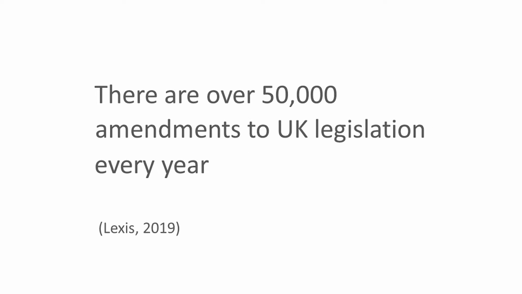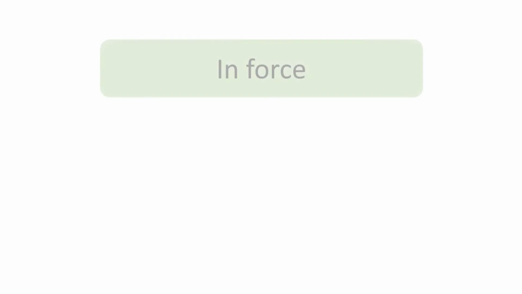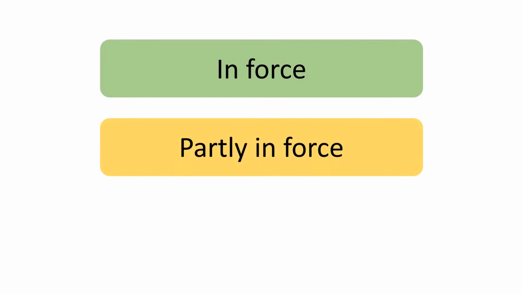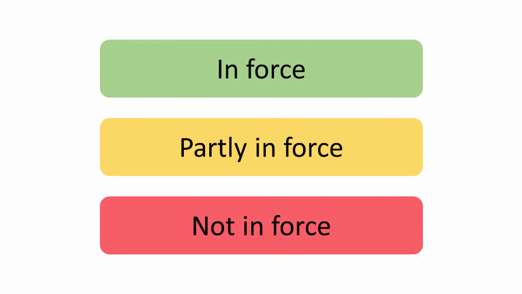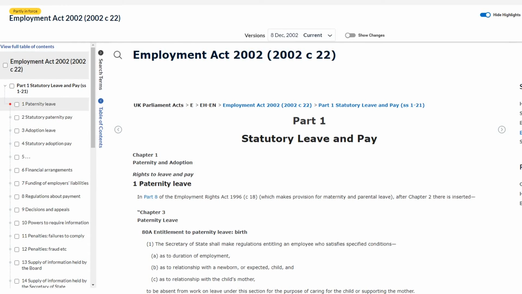There are over 50,000 amendments to UK legislation every year, so it's important to check what's in force and what isn't. To help you keep track, Lexis uses a traffic light system to colour code legislation as green for in force, yellow for partly in force, and red for not in force. You can check this in the top left-hand side of the screen.